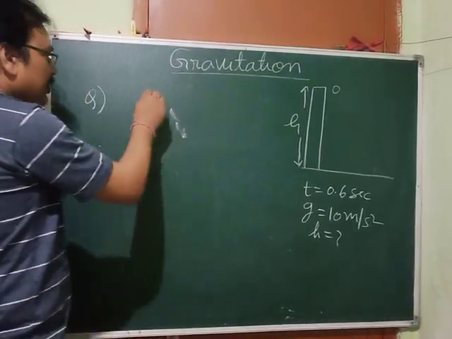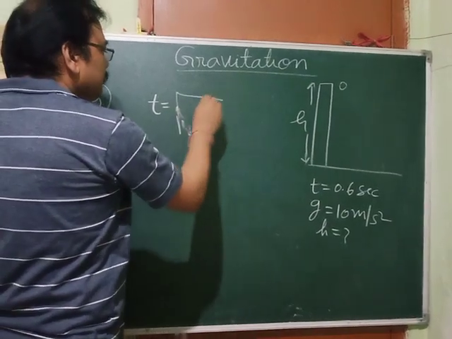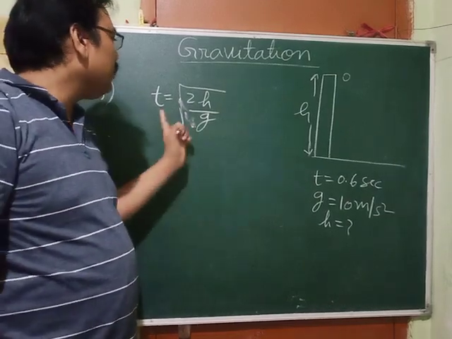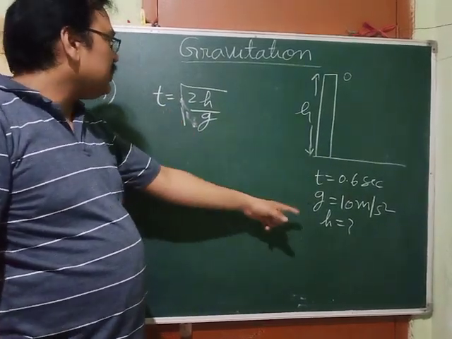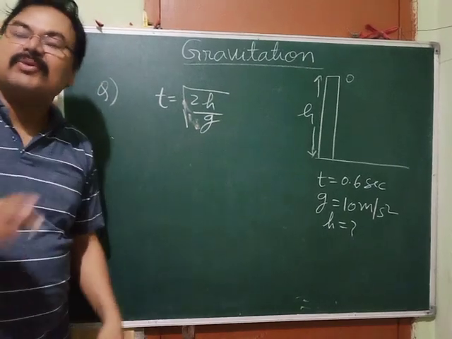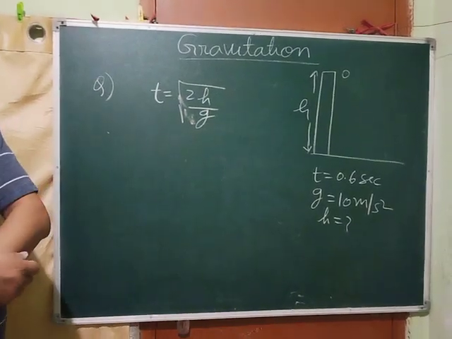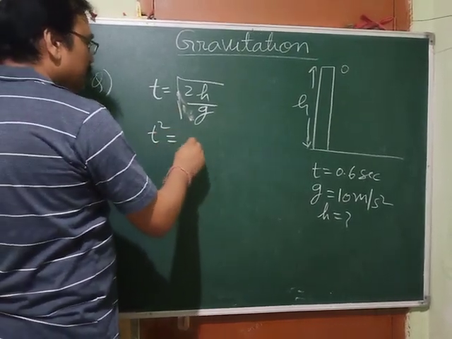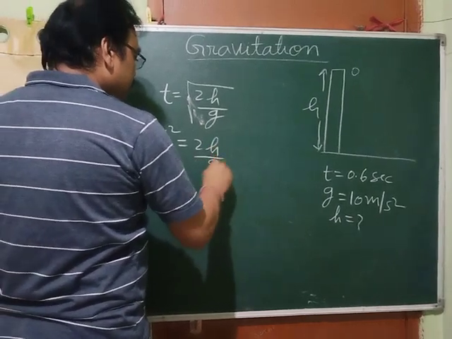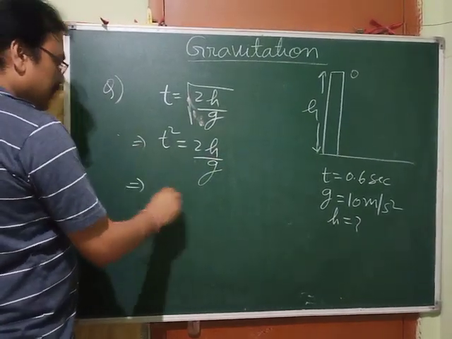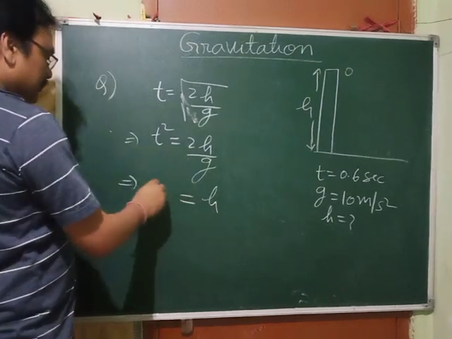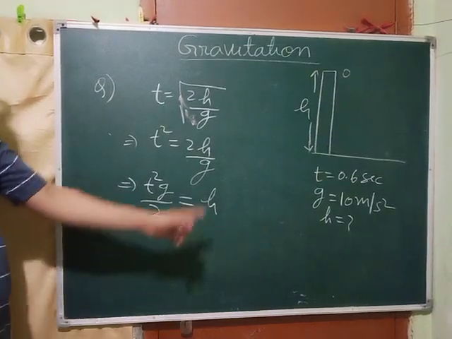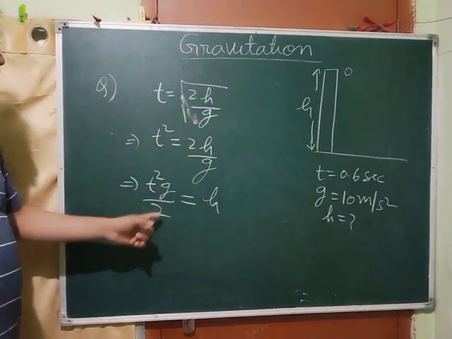Again we can write the formula for time. T is equal to root 2h upon g. Why have I chosen this formula? Because T is given, h we have to find out, and g is given. So from the three quantities, two are known, one is unknown. Very easy to find out. Now we have to square this. So we'll get T square is equal to 2h upon g. So from here, can we write h is equal to T square g upon 2? Because g is divided, it will get multiplied, and 2 is multiplied, so it will get divided.